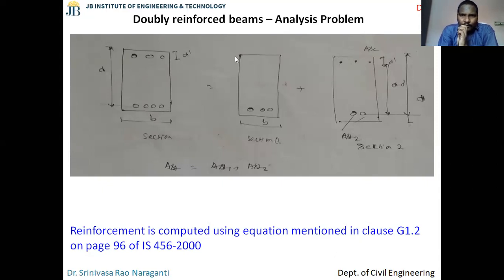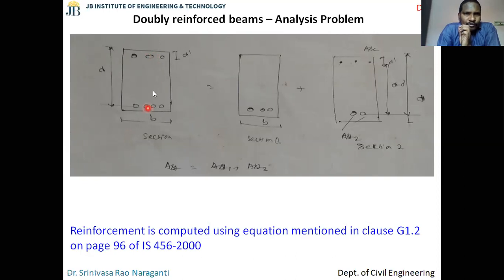Look at this, guys. So this is your doubly reinforced beam, as you're seeing here. So we have the reinforcement both in the tension zone and the compression zone.